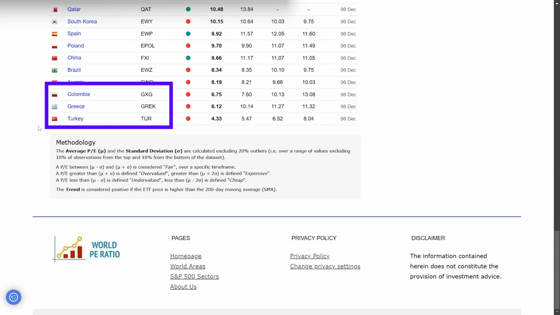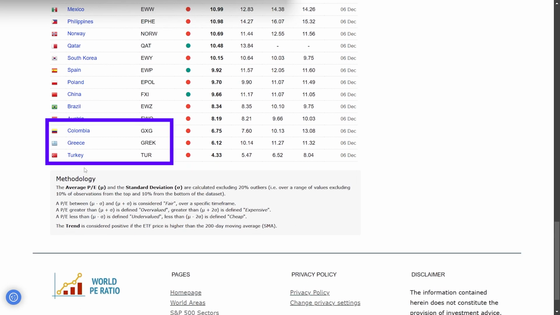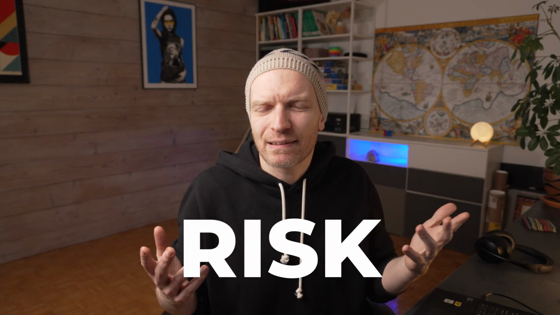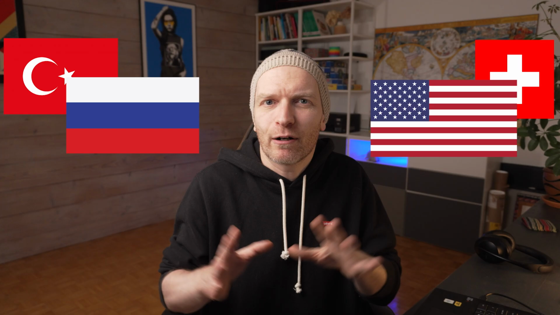Now, do you see where I'm going? These countries here are considered very safe. United States, Swiss, very safe countries. These countries here, Turkey, Colombia, Greece, very high risk. The PE ratio completely ignores risk, but that's a problem. Of course, owning a company in Swiss or US is not the same as owning a company in Turkey or Russia. But there are all sorts of risks.